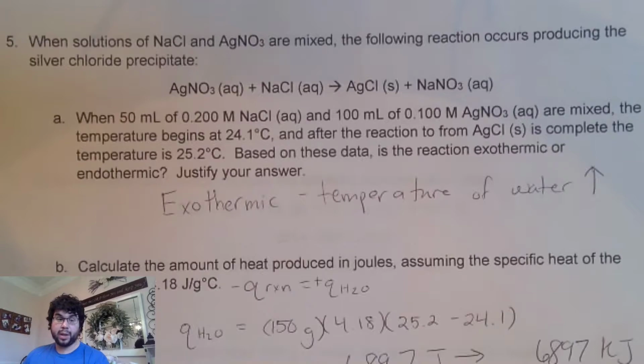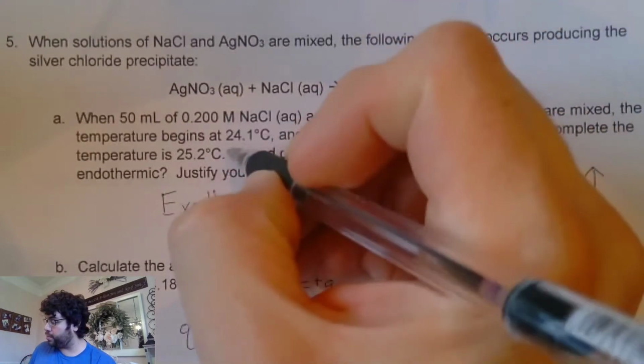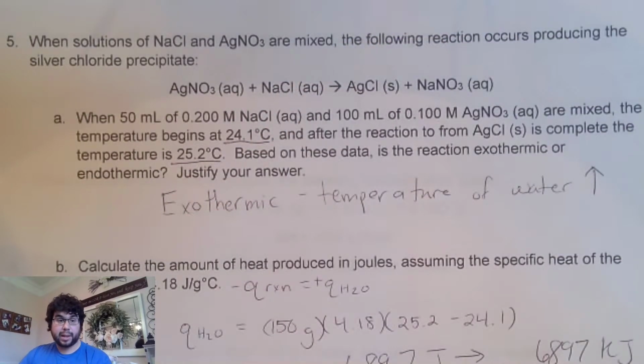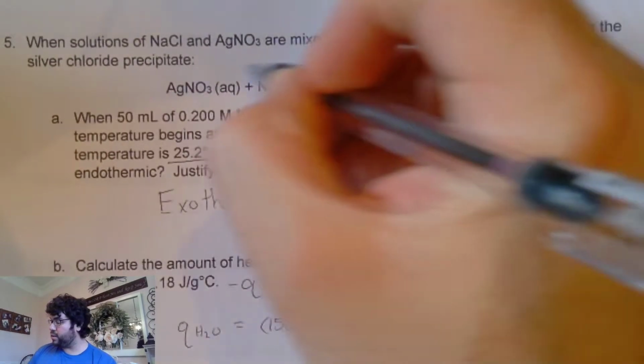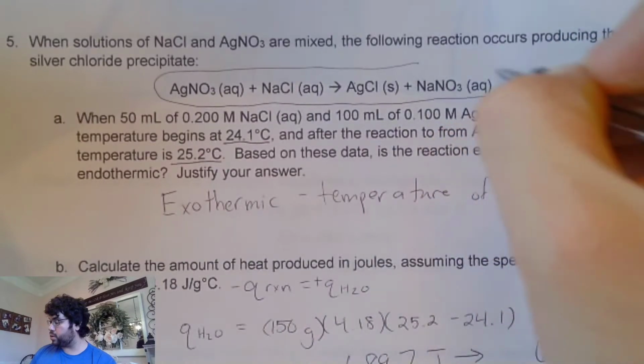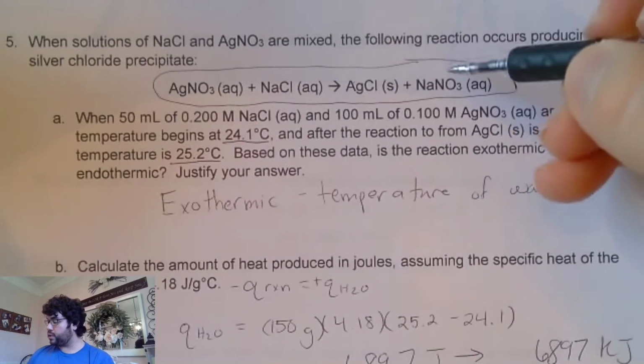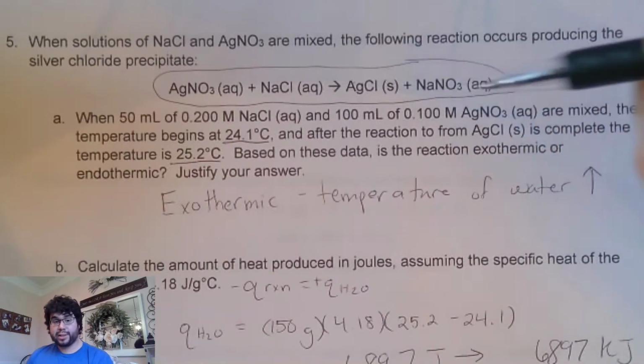And justify your answer. The answer to this question is really simple. We're told that the temperature goes from 24.1 to 25.2. So that means that the temperature of the solution goes up. And so therefore, the reaction, when I say the reaction, I mean these molecules that are being formed surrounded by a bunch of water molecules, is going to release heat into the water, and the thermometer is measuring the water, and so the temperature goes up. So the reaction is exothermic.